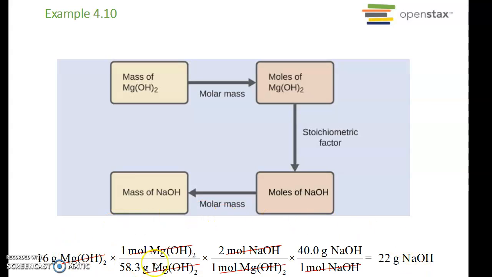And this type of chain conversion allows you to convert the mass to the number of moles by this factor right here. Then you get the number of moles here because of what the coefficients are in the equation. And then you multiply that by the molar mass of this to give the grams.